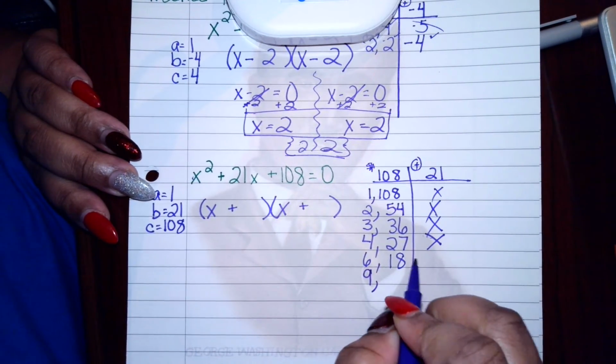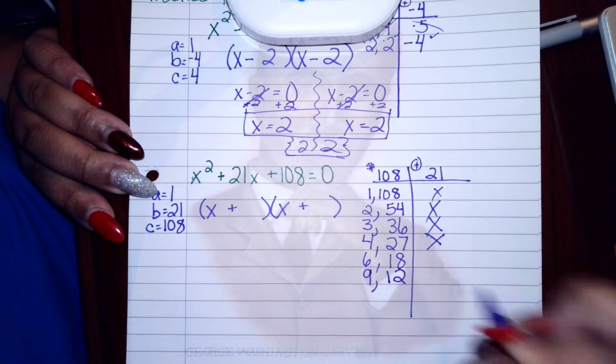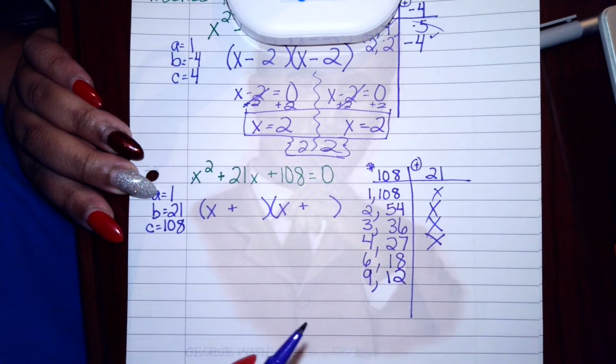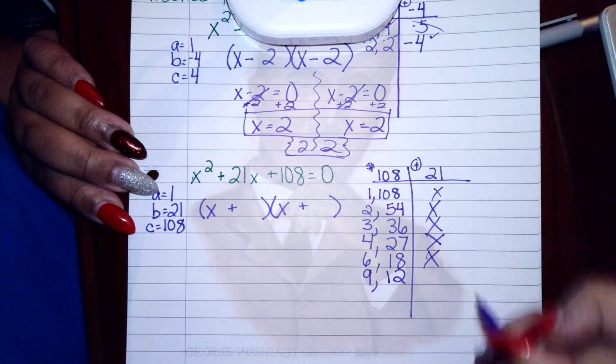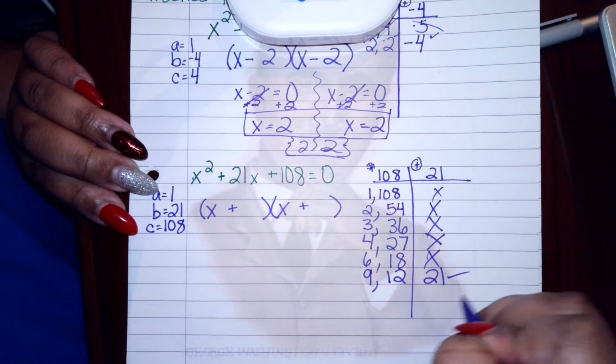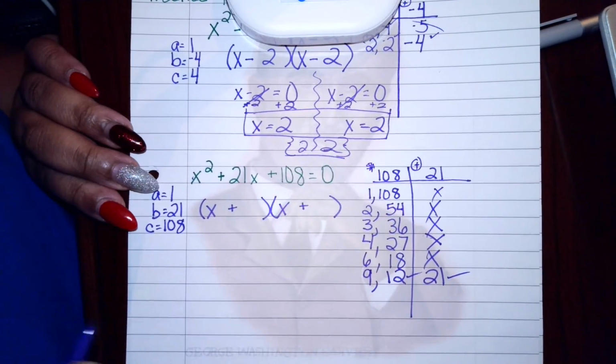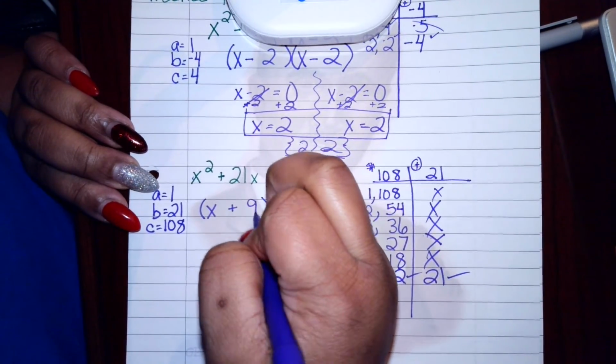Okay. 9 can go in there 12 times. Okay, wait a minute. 12 plus 9 equals 21. Yes. Sorry, that didn't work, but this one does. It gives us 21. Okay. We found our numbers, guys. Yes, I'm so excited, as you guys can tell.